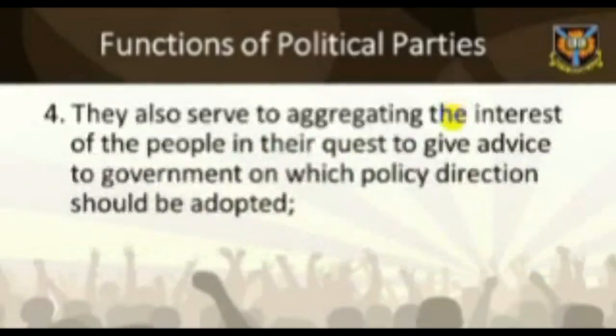4. They also serve to aggregate the interests of the people in their quest to give advice to government on which policy direction should be adopted.